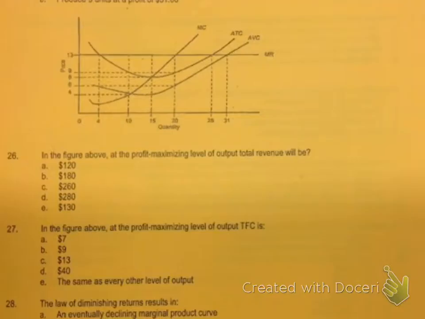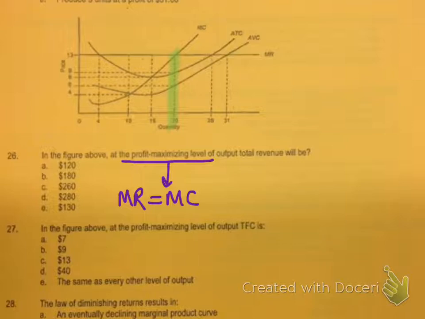All right, so let's take a look at number 26 and 27. In 26 and 27, this is basically a regular short run average cost graph. So in the figure above, at the profit maximizing level of output, what will total revenue be? What we need to do is find where MR equals MC. That's the quantity where your MR equals MC, which is 20 units.